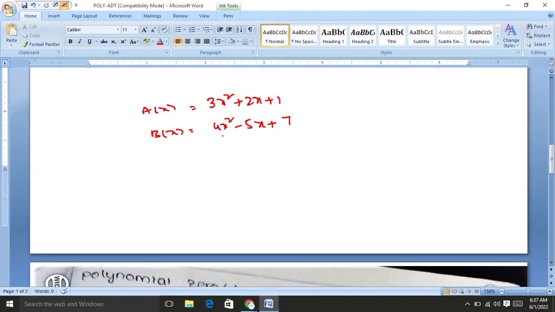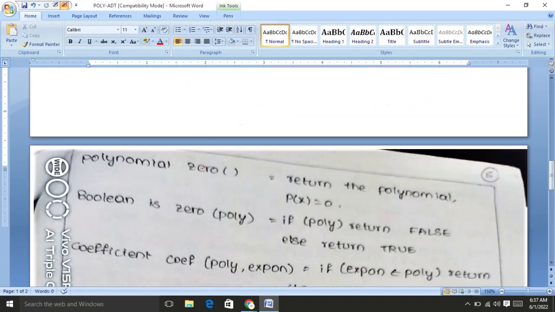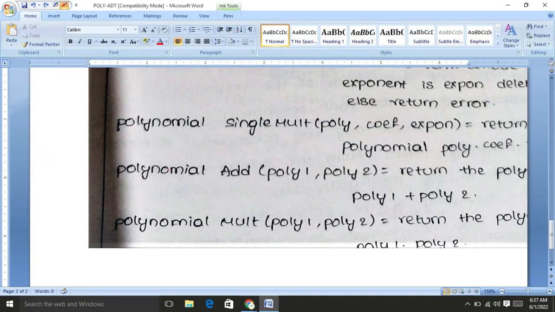Suppose we add these, ax plus bx, we get 7x square minus 3x plus 8. So we are adding poly 1 plus poly 2 and getting a polynomial as the result, so the return type is also the polynomial. After executing this function, the polynomial is returned. So for that reason I write it like that.